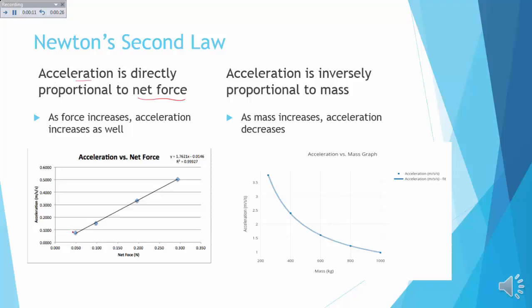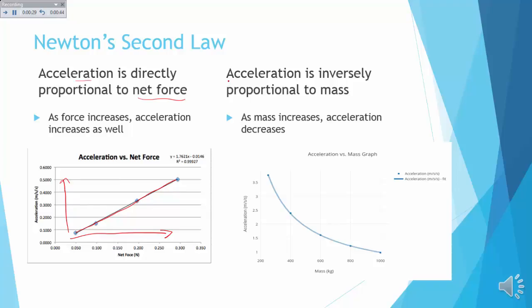This makes a lot of sense because if you looked at the graph of your data, you should have seen that you had a linear kind of progression here. As the net force increased, the acceleration of the object increased as well. And think about it. If you push an object harder, it's going to change its motion more.